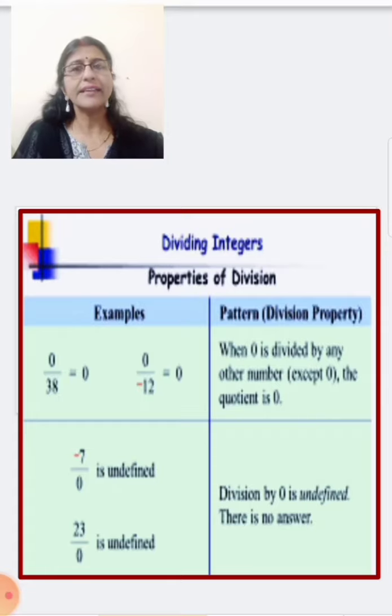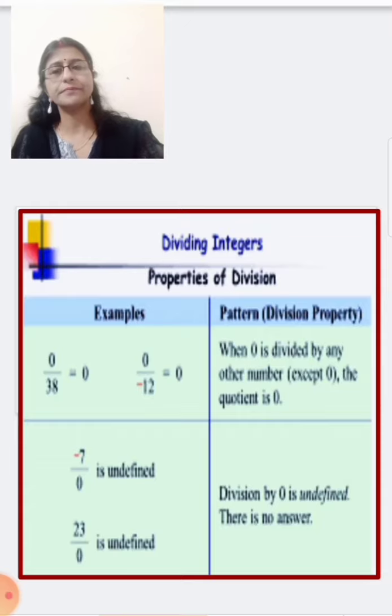Now in the next part, when any integer is divided by 0, that means when 0 is in the denominator, then the quotient is undefined. Next example, minus 7 divided by 0 is undefined. 23 divided by 0 is undefined. That means division by 0 is undefined. There is no proper answer. But when you divide 0 by any integer, you will get quotient 0.